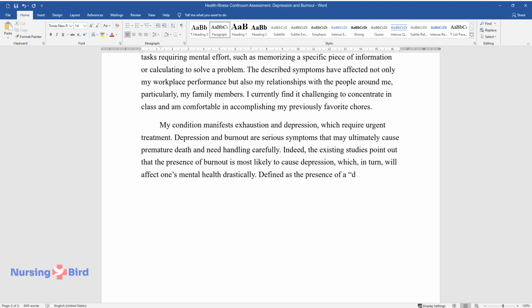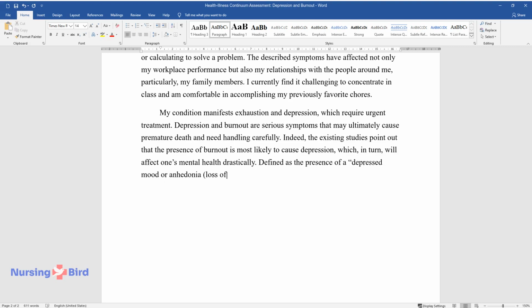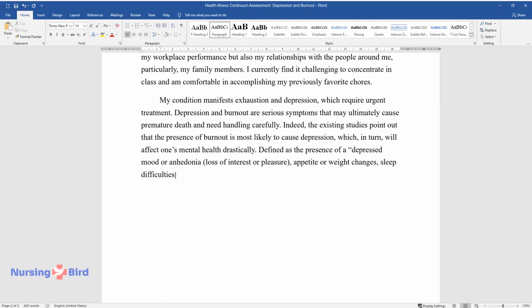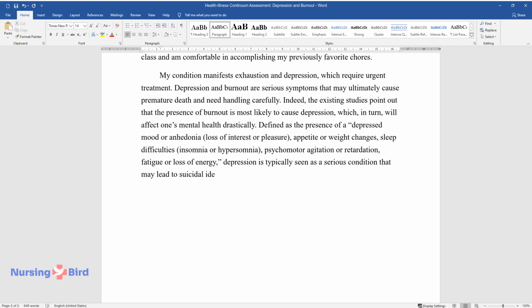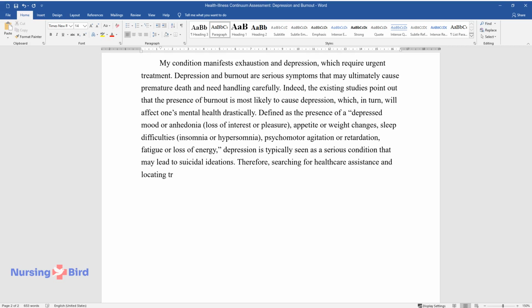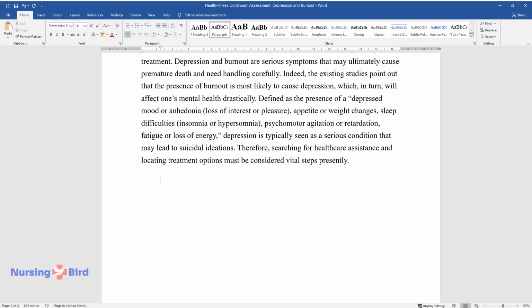Defined as the presence of a depressed mood or anhedonia, loss of interest or pleasure, appetite or weight changes, sleep difficulties, insomnia or hypersomnia, psychomotor agitation or retardation, fatigue or loss of energy, depression is typically seen as a serious condition that may lead to suicidal ideations. Therefore, searching for healthcare assistance and locating treatment options must be considered vital steps presently.